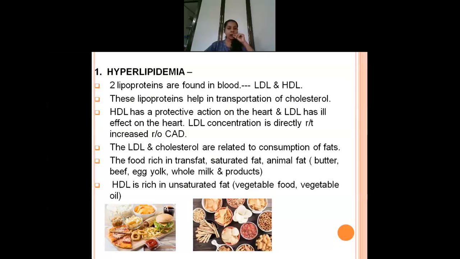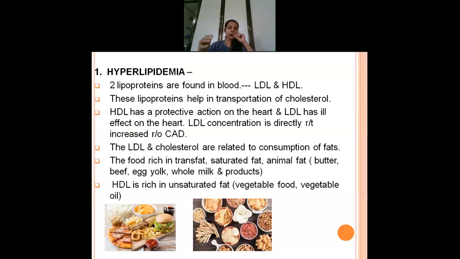Okay, and we know that we have got two types of lipoproteins, isn't it? Low density lipoprotein and high density lipoprotein. Now HDL has a protective action on the heart, while LDL has an ill effect on the heart. HDL is considered to be good cholesterol and LDL is considered to be bad cholesterol.